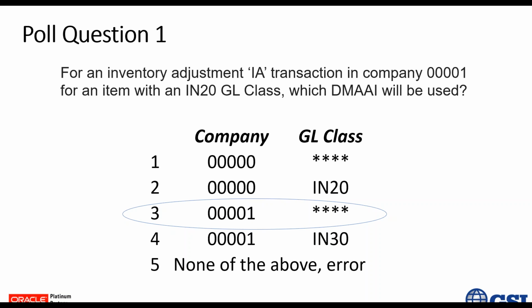So with that, we use company 1, geo class IN20. If we remember the hierarchy, do we find an exact match? And the answer is no, we do not. So if we don't find an exact match, the next thing we do is we go to geo class of the 4 asterisks and an exact match on the company, which is what answer number 3 is. So good job, folks.